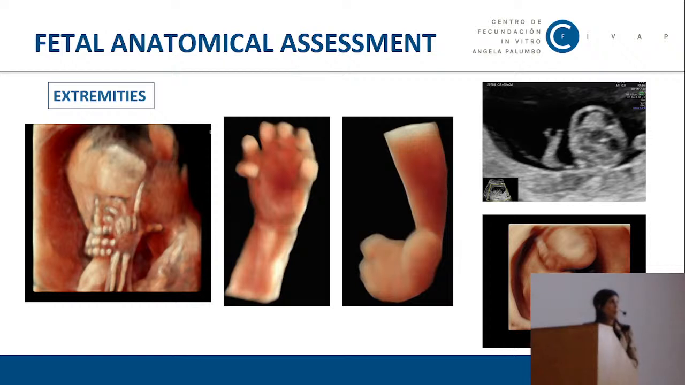This is an example of a patient. This is a scan at 10 weeks of gestation where we realized the baby had bilateral ectrodactyly on both hands, and then we could do a 3D scan to show this abnormality in three dimensions.